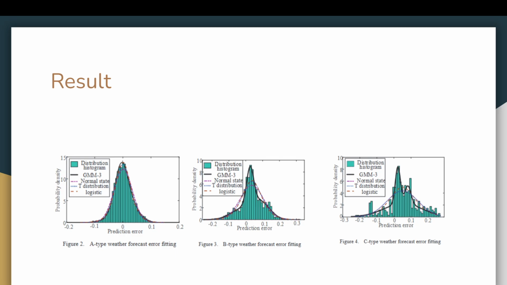It can be seen from the chart that only in Class A weather, the prediction error is more consistent with the normal distribution, while in other cases, the fitting effect of the normal distribution is poor, which is not enough for multi-peak and peak fitting. The tail fitting effect of the t-distribution is better than that of normal distribution. The logistic distribution fits the spike well. However, there are still some shortcomings in fitting the multi-peak phenomenon of the error distribution by these 3 distributions. Compared with other single distributions, GMM has a better fitting effect on the multi-peak and the asymmetry of error distribution.